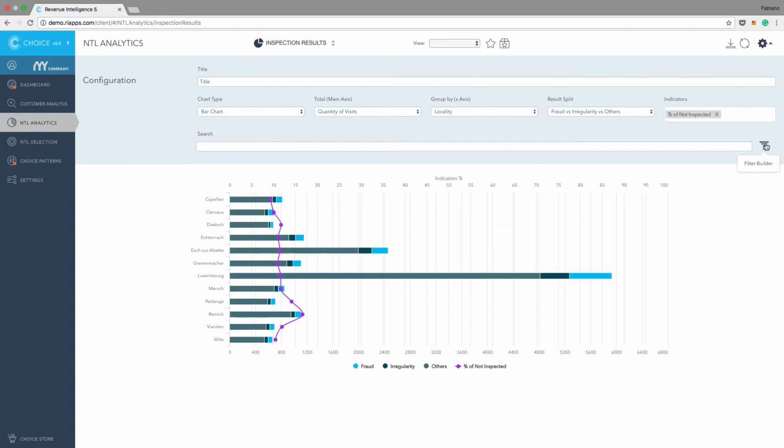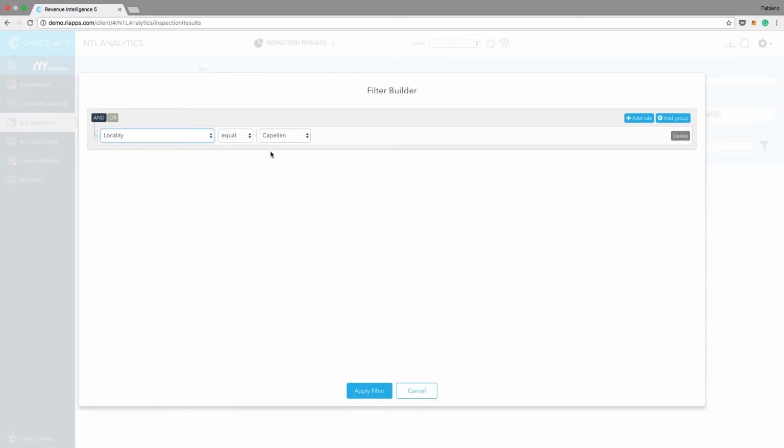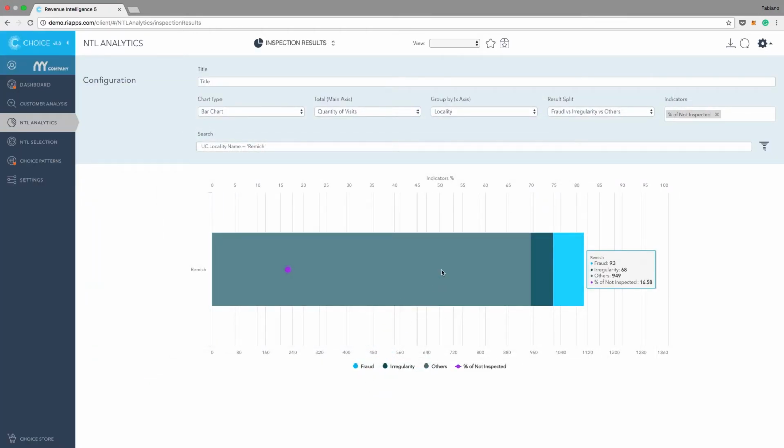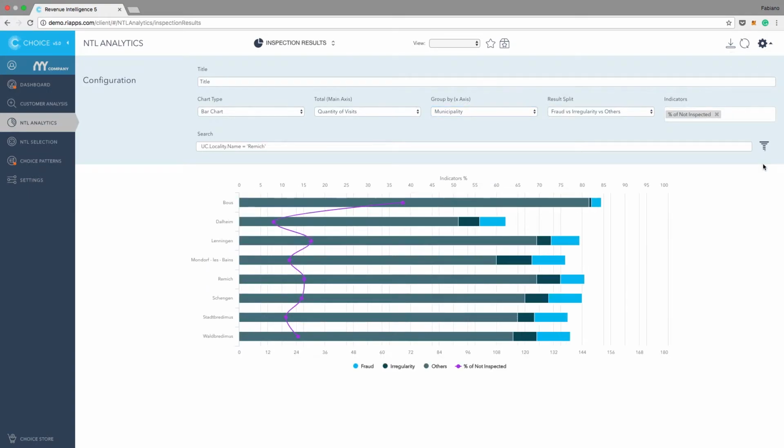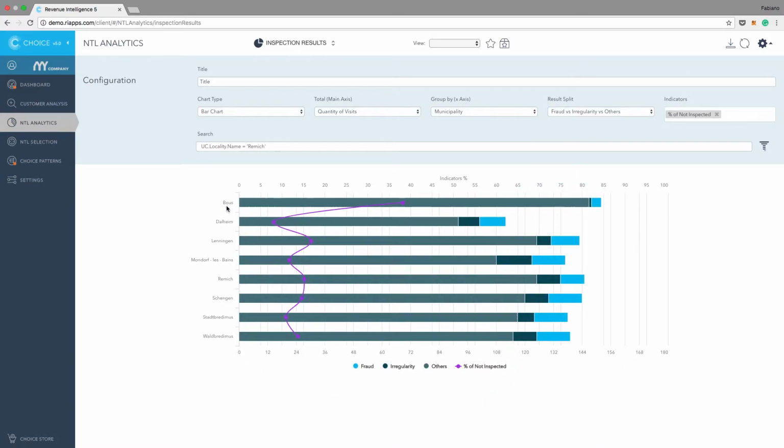So let's dive in and try to understand what is happening. Let's filter by Remish. Let's go to locality, filter by Remish, and apply the filter. Now we are just in Remish with our 16.58 percentage of non-inspected. Let's group by municipalities instead of locality to zoom in on Remish. Now we can see the problem: this location, Boos, has 38% of non-inspected.